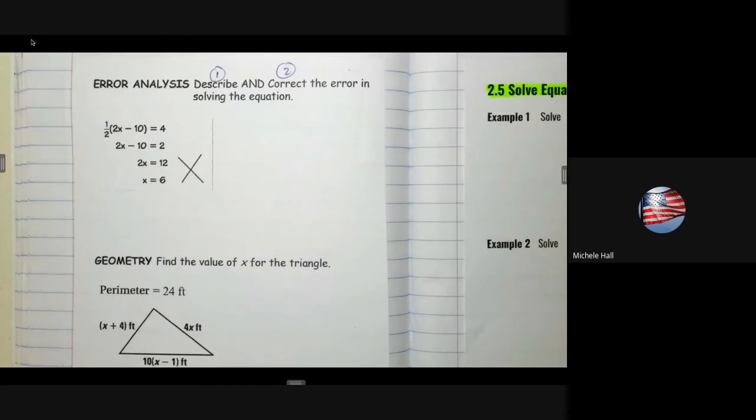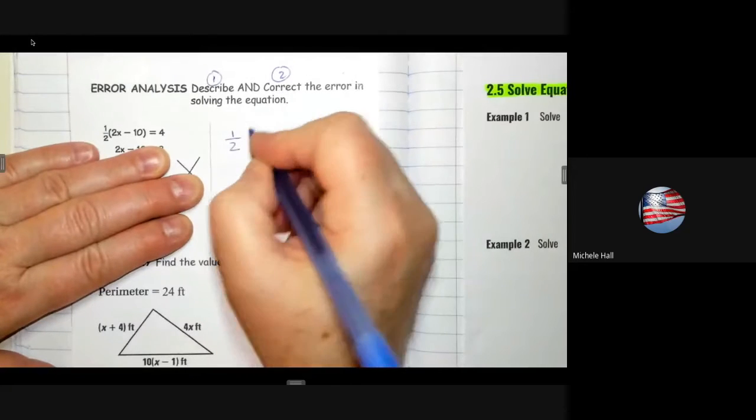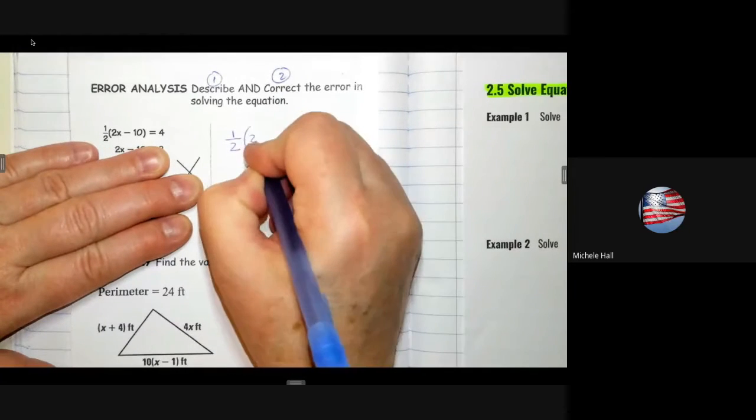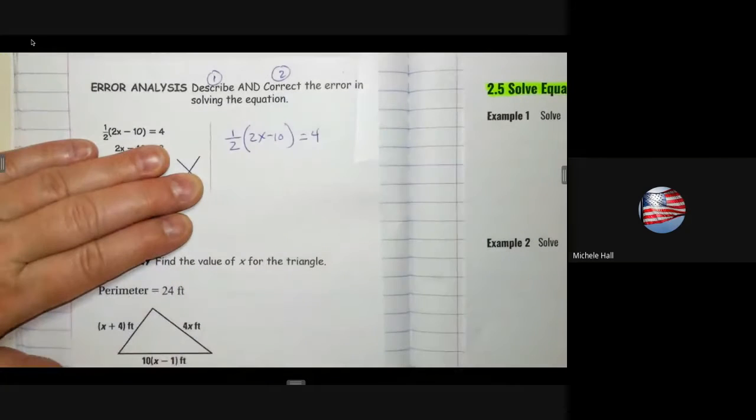Describe and correct the error in solving the equation. So what we have here is a student did it, and they did it incorrectly. That's why it has an X. And what I'm going to do is cover up what the student did, and I'm just going to do the problem myself because it says I have to correct it. So I don't want to look at their mistake because I might end up making the same mistake.